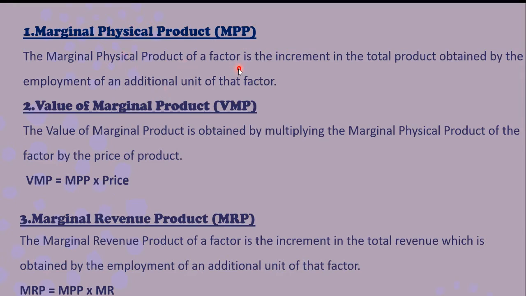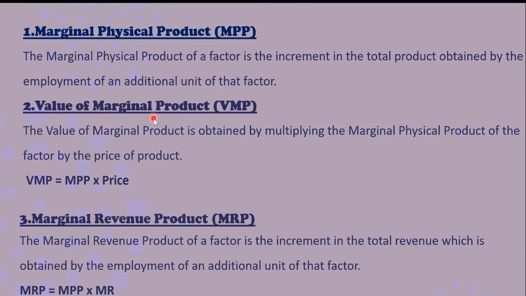So the marginal physical product of the factor is the increment in the total product obtained by the employment of one additional unit of factor. First one person was working, he produced 5 bags of rice. Now one more person has been employed, and the total product is 7. So the marginal physical product is the difference or the increment in the total product. Were you able to understand? So the marginal physical product of a factor is the increment in the total product obtained by the employment of an additional unit of that factor.